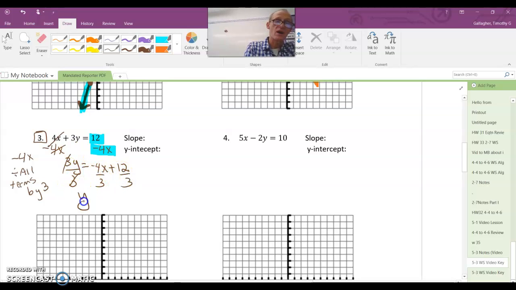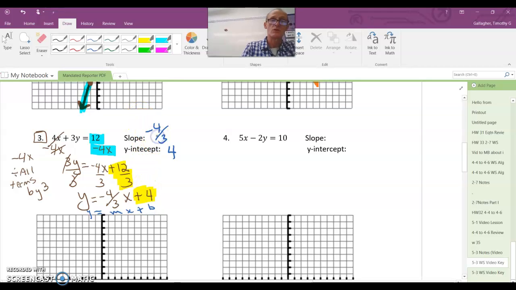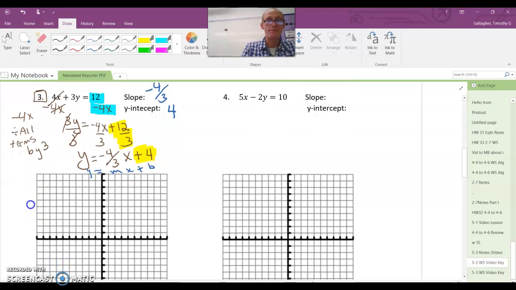And I get y is equal to negative 4 over 3 times x plus 4. And I get 4 when I simplify 12 divided by 3. The y-intercept for this problem is 4. That's your b. Right? y equals mx plus b. And then the slope is negative 4 over 3. All right? So you're going to plot that.